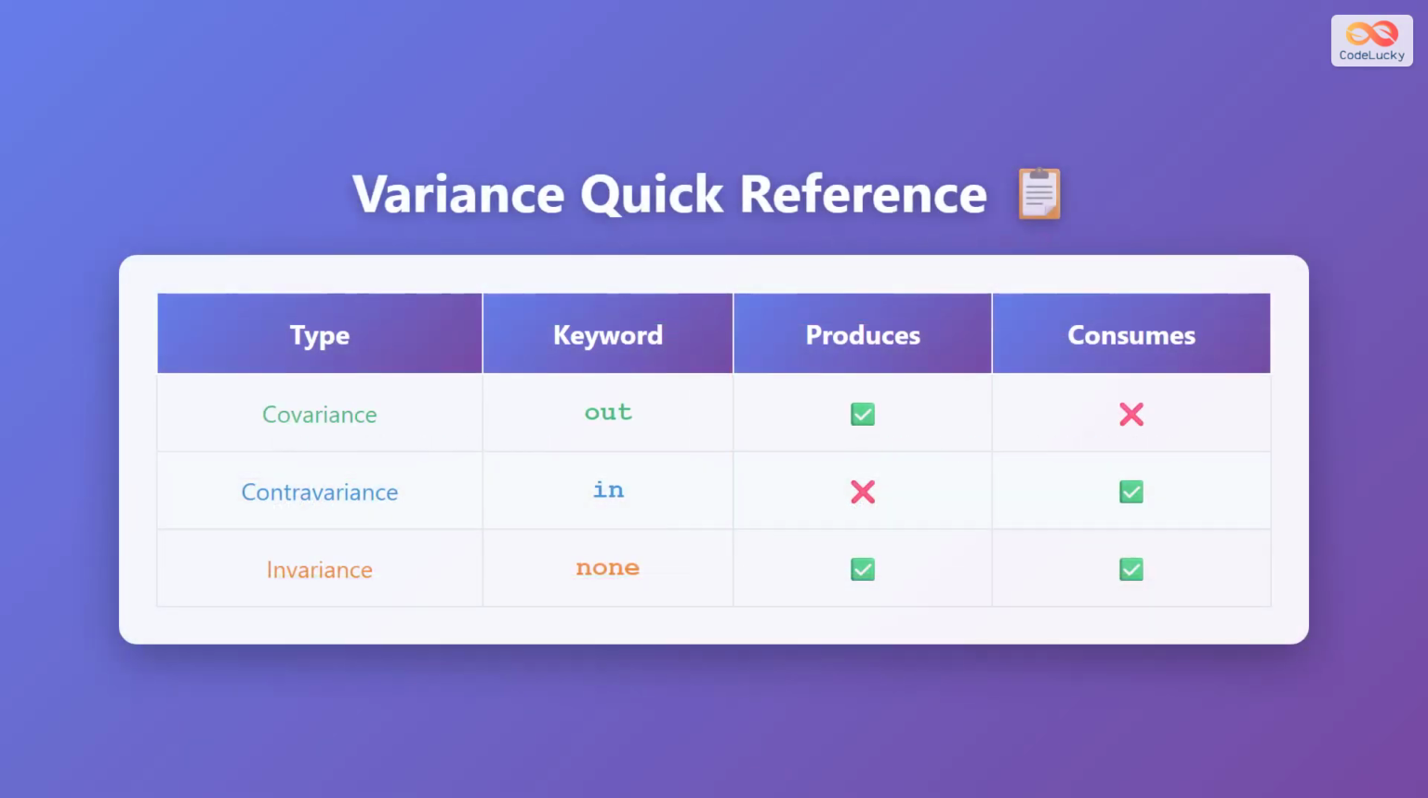Let's wrap up with a quick reference table that summarizes everything we've learned. Covariance uses the out keyword, allows producing values but not consuming them. Contravariance uses the in keyword, allows consuming values but not producing them. And invariance, which uses no keyword at all, allows both producing and consuming values but doesn't preserve any subtyping relationships. Remember, out for producers, in for consumers, and no modifier when you need both capabilities but don't need subtyping flexibility. With this knowledge, you can now write safer and more flexible generic code in Kotlin.